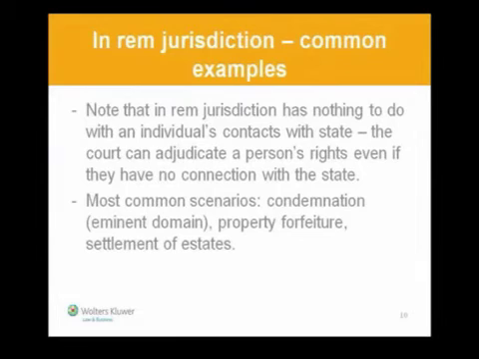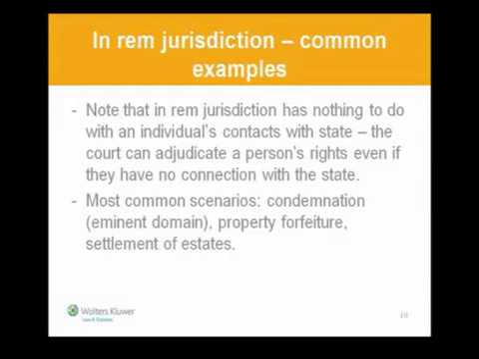One can easily imagine a situation where someone owns property in state X, despite not living in state X, nor having any dealings with state X. Nevertheless, if state X wishes to condemn the property, it has in rem jurisdiction to do so because the property is found within state X. Similarly, when settling a decedent's estate, state X would have in rem jurisdiction to dispose of the property located within state X, regardless of whether it had in personam jurisdiction over the individuals whose property rights might be affected.